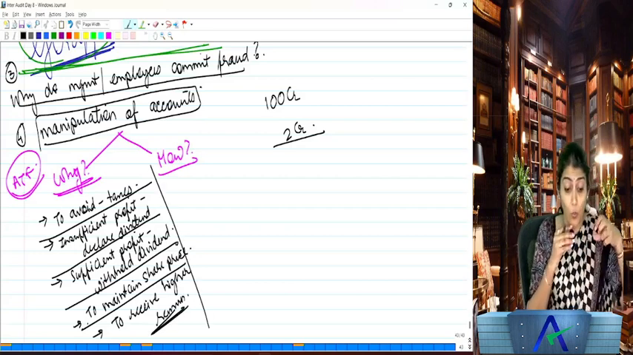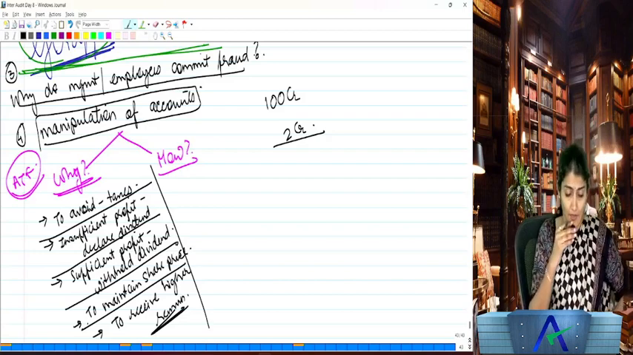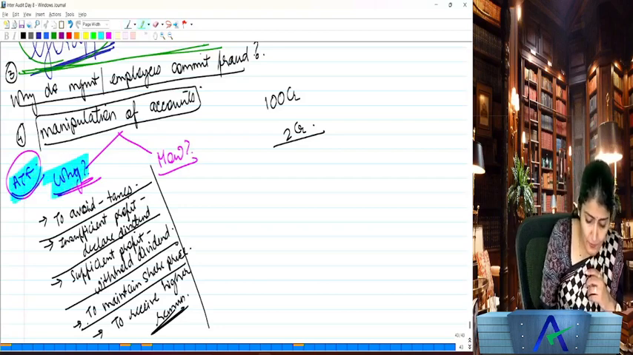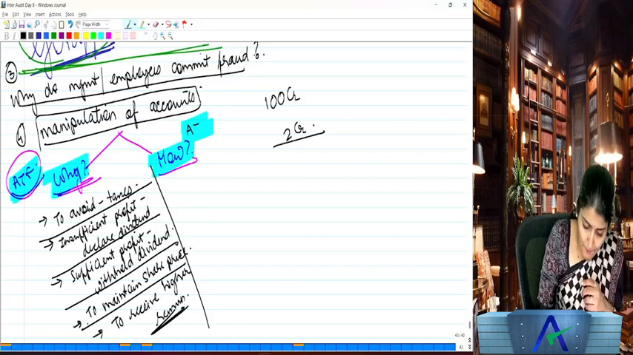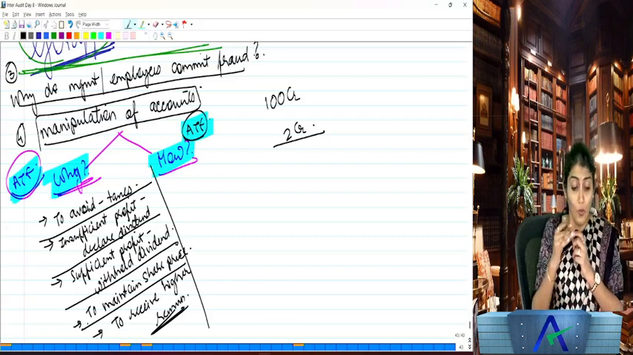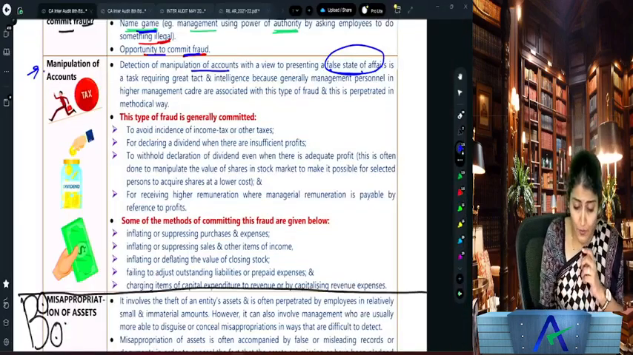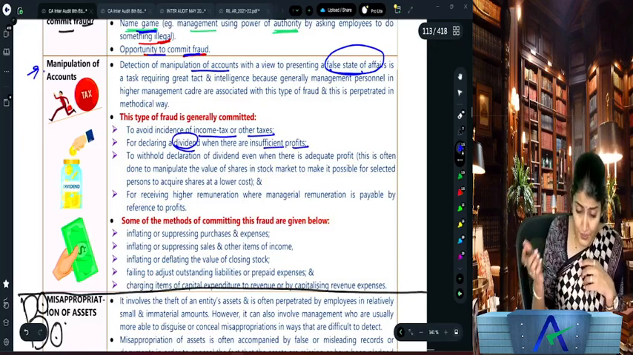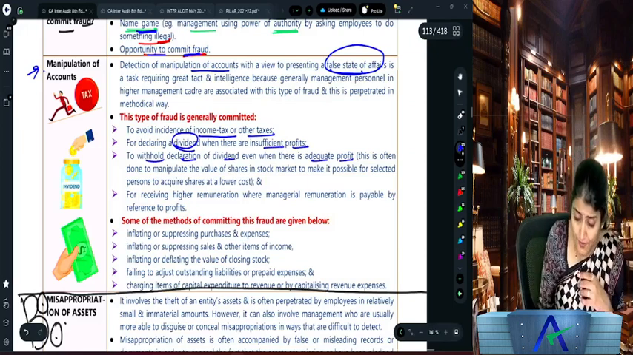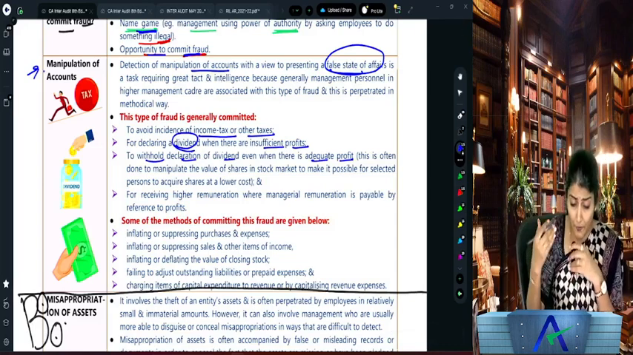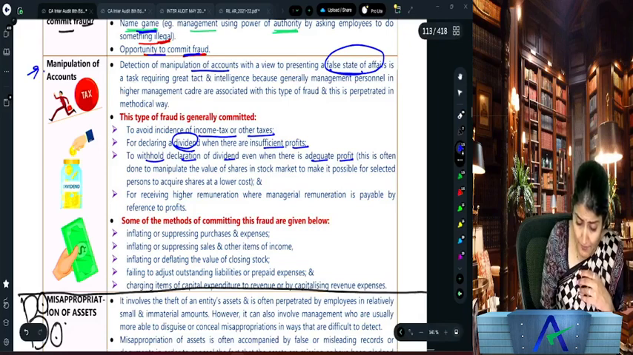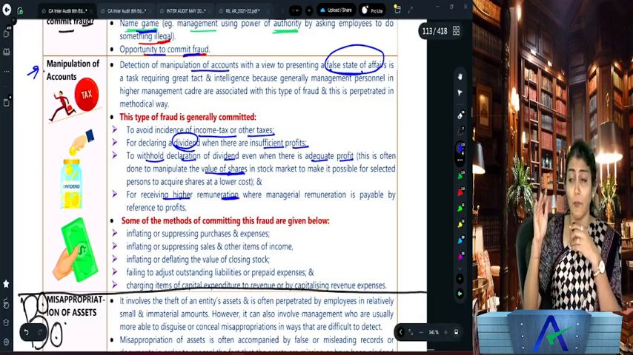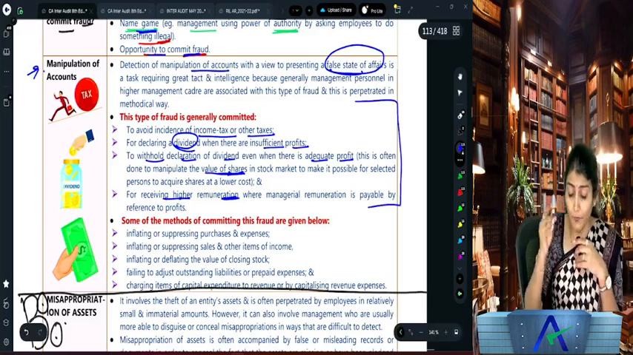So this is why would a company manipulate the accounts? Right, a super favorite question of the ICAI. Why would a company manipulate accounts, and also how would a company manipulate the accounts? One, to avoid the incidence of taxes. Second, for declaring dividend when there is insufficient profit. Third, for withholding declaration of dividend when there is sufficient profit. Then for maintaining the share price of the company, manipulating the value of the shares, and for receiving higher managerial remuneration. So this is why a company would manipulate the accounts.